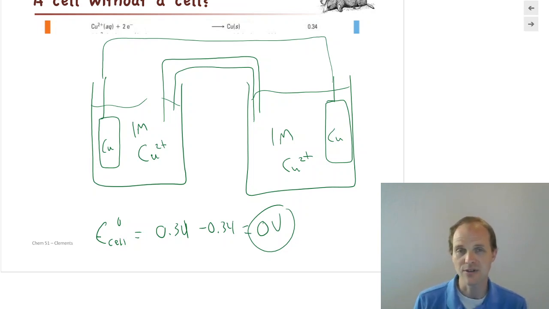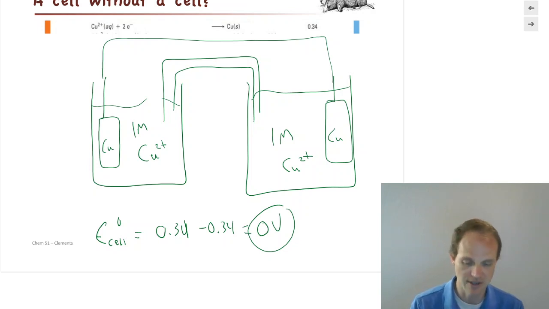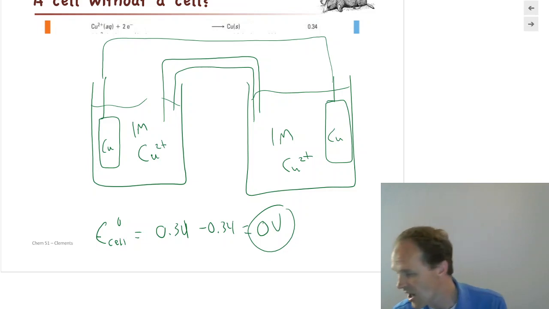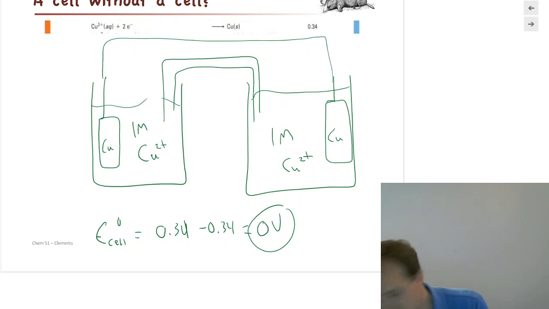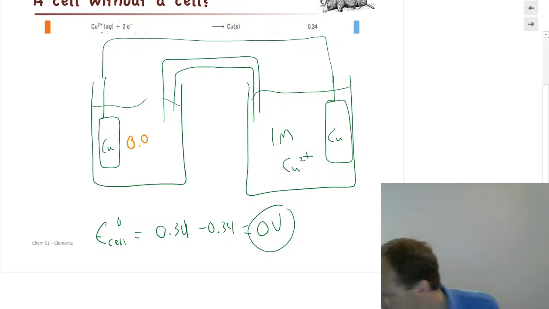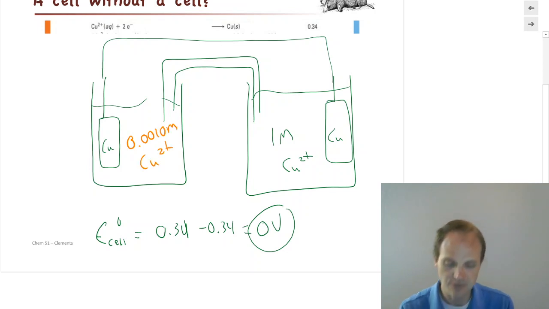Well, we now know the Nernst equation that says not only can we have cell potentials that come from the standard reduction potentials, we can have cell potentials that come from differences in concentration. So what I'm going to go ahead and do is change the concentration of one side of this thing. So instead of this guy being 1 molar Cu2+, I'm going to make this guy 0.001 molar Cu2+.